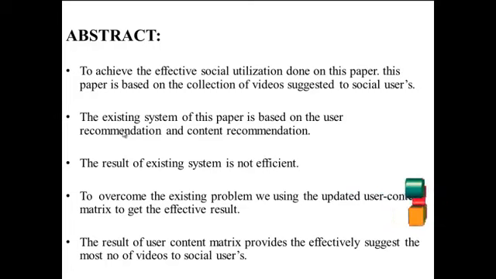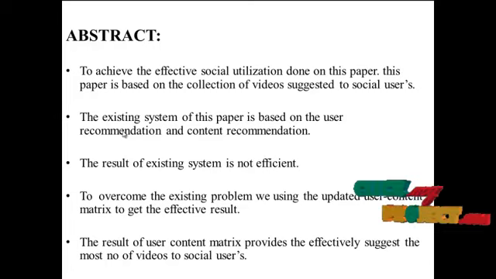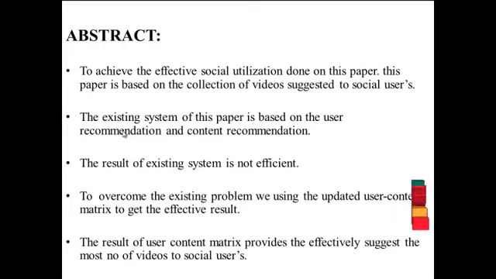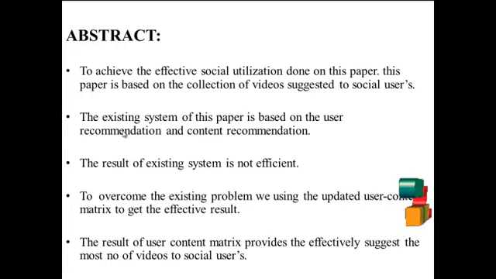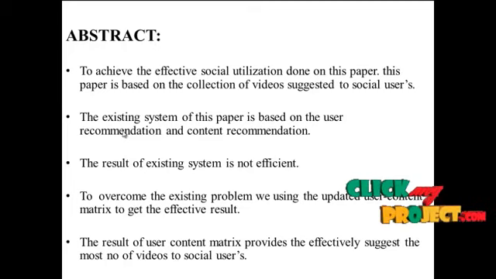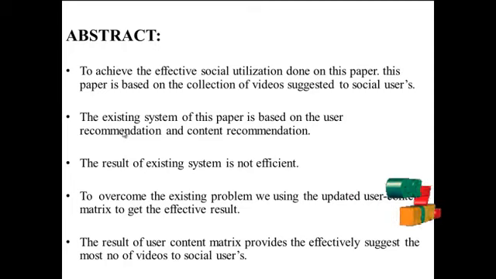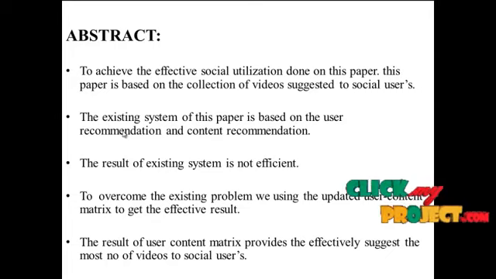The existing system of this paper is based on user recommendation and content recommendation. The result of the existing system is not efficient. To overcome the existing problem, we are using the updated user content matrix to get an effective result. The result of the user content matrix effectively suggests the most videos to social users.